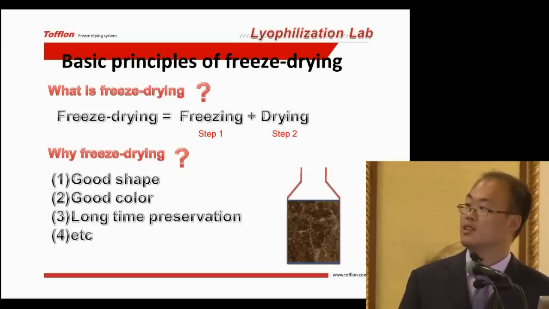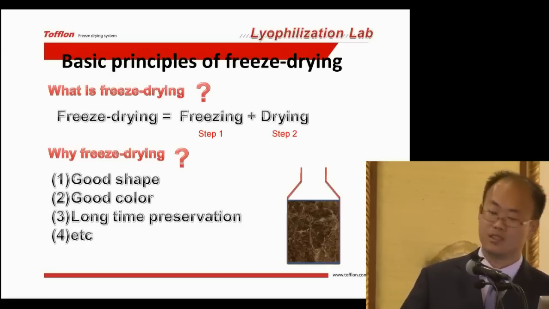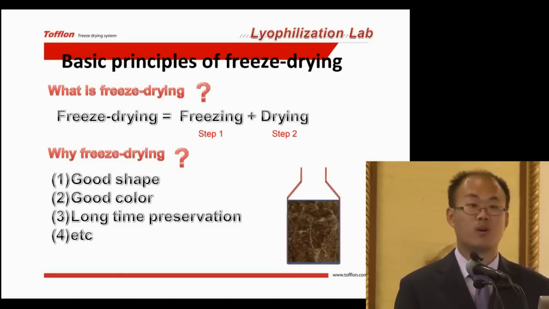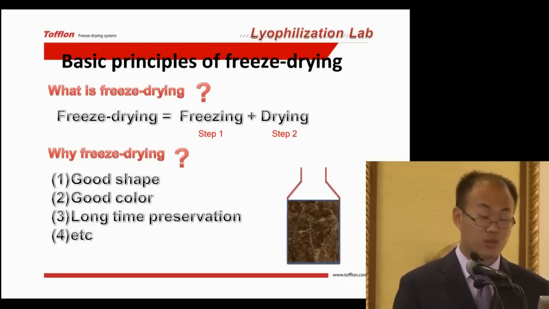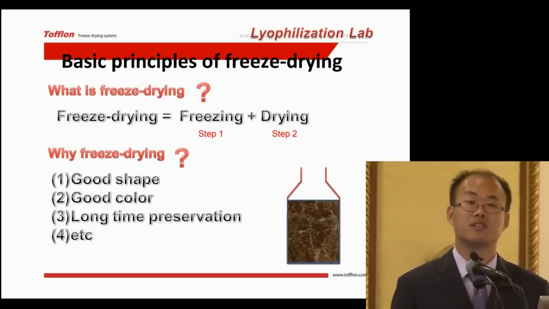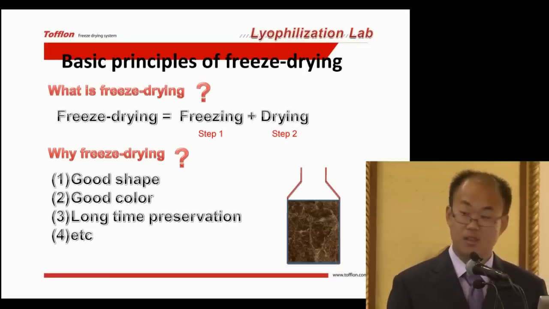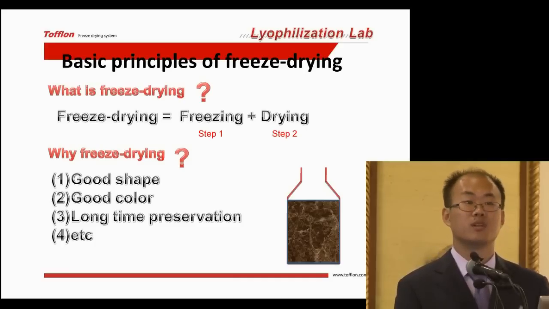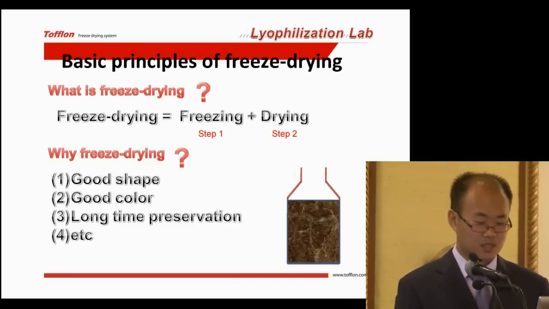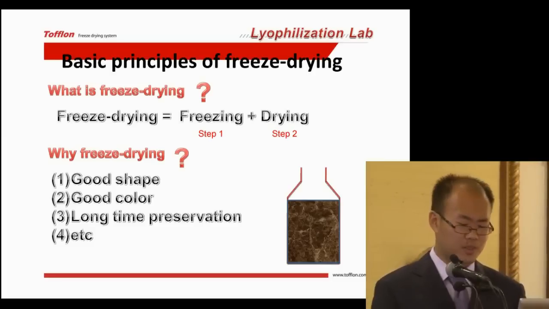So let's watch the flash on the right. Now this is a vial of liquid. In the first step, I decrease the temperature and go to the freezing step. Now the liquid becomes solid. This is the freezing step. And second, we decrease the pressure, so we give it a vacuum environment.